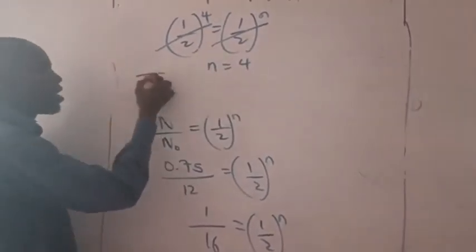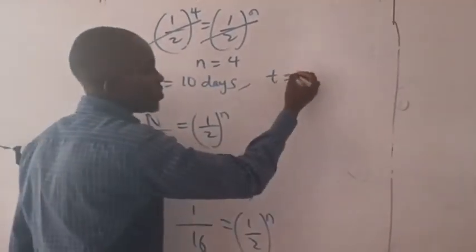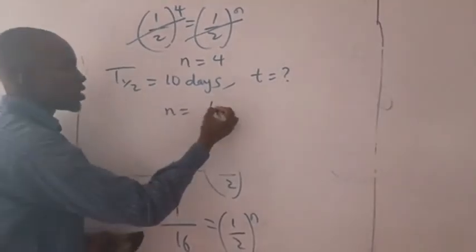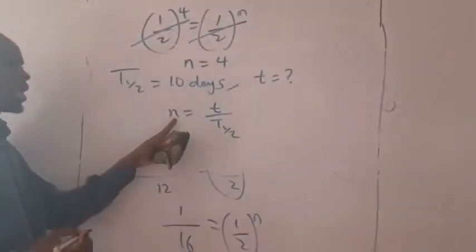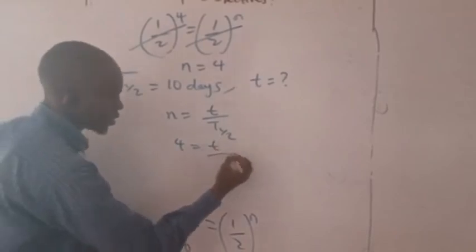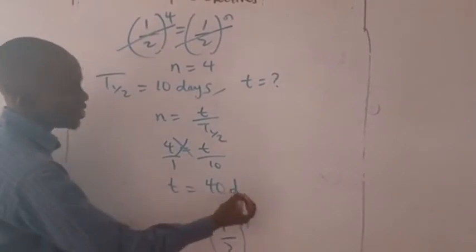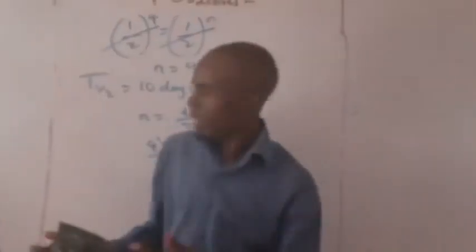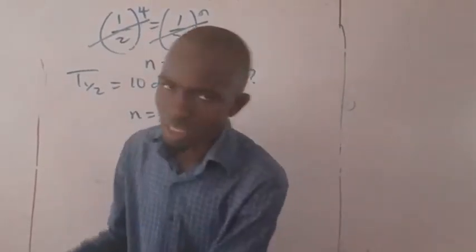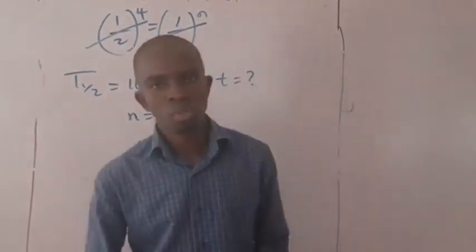Now we know our n as 4, and we also know our half-life as 10 days. So now to look for our t will be very easy. What is the formula we are going to use? n equals t over half-life. Our n is 4 and our half-life is 10. If we cross multiply, our t is 40 days. So in 40 days, 11.25 grams will have decayed. So that is the end of the question.